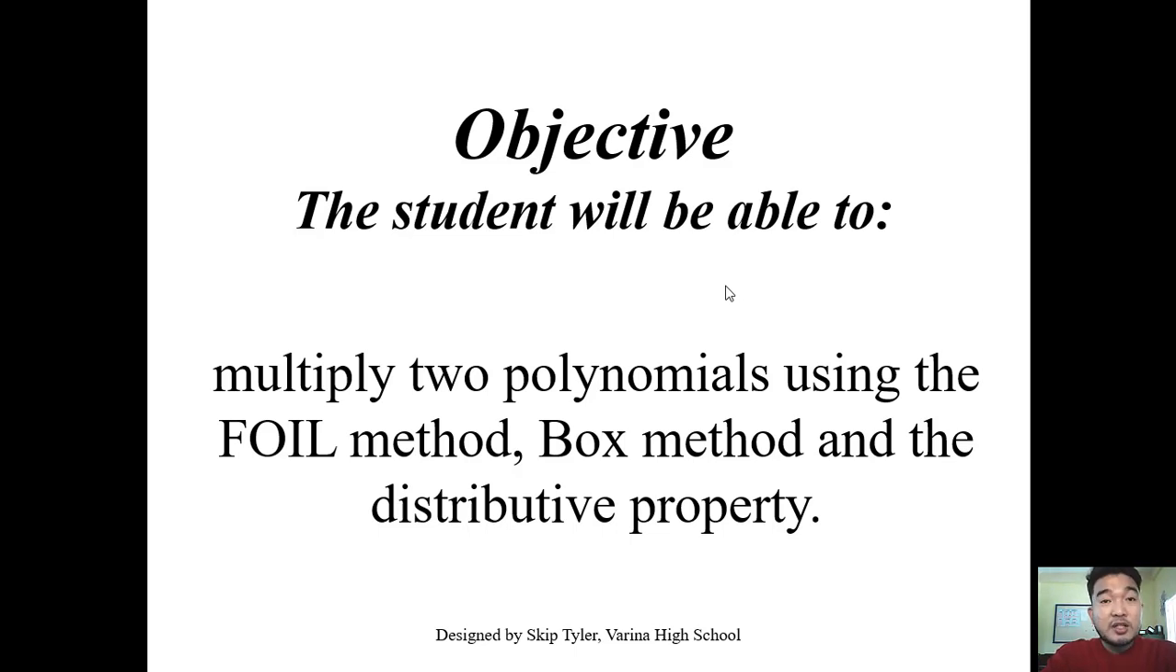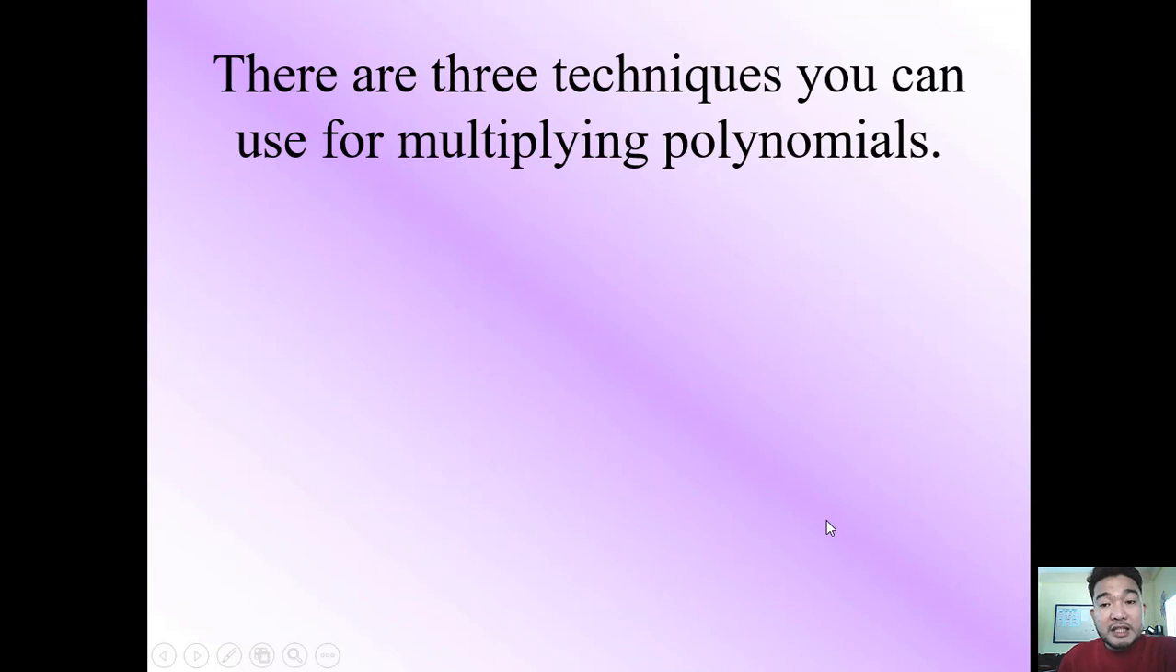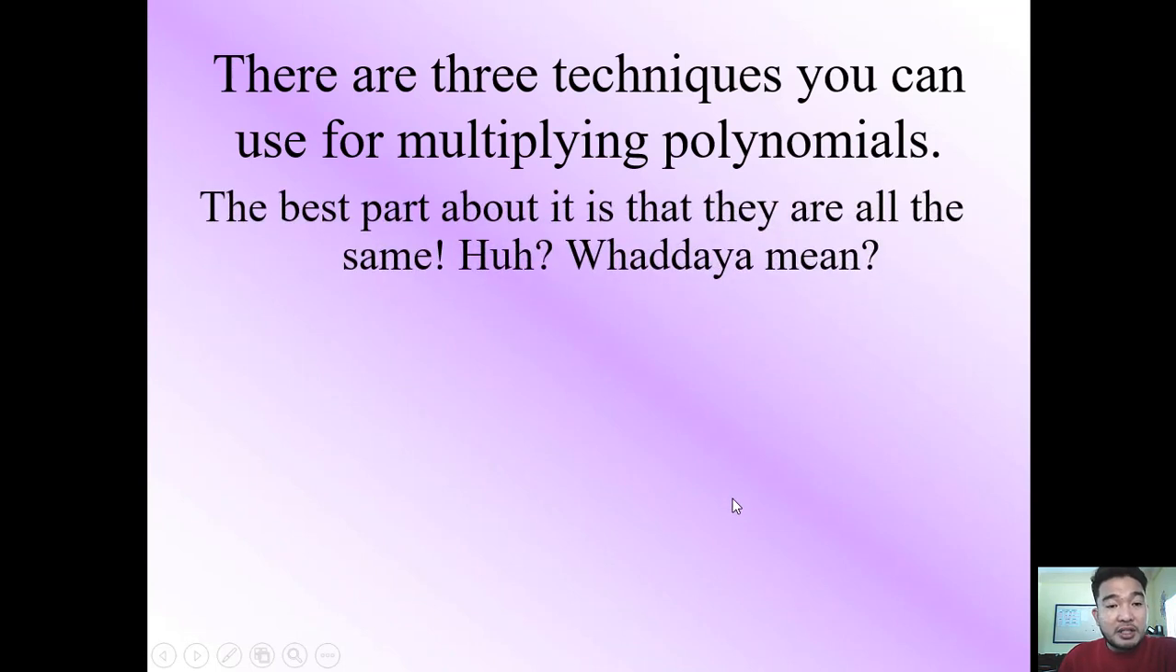I know that you already have a learning on how to multiply polynomials using the FOIL method. Then we also have the box method and the distributive property. So these three are the different ways of multiplying polynomials, and we will be learning these three methods. There are three techniques you can use for multiplying polynomials.